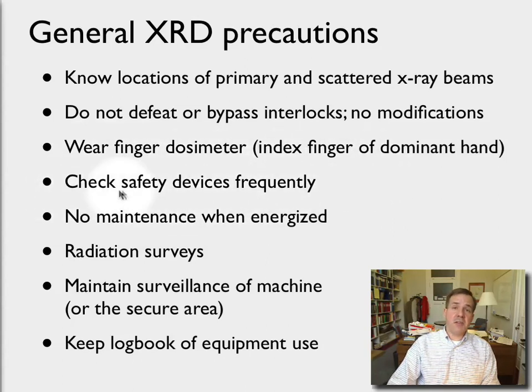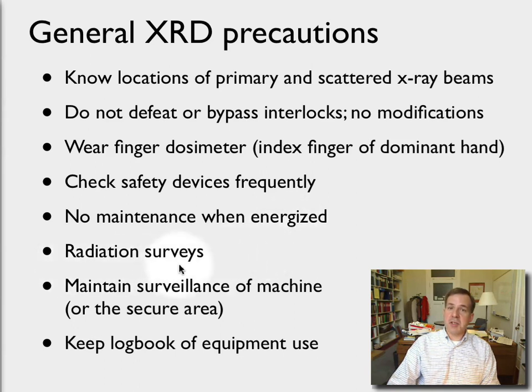We check safety devices frequently. That's both through the regular inspections, but also as you use the equipment, you should observe that the various safety devices, the interlocks and the warning lights and the shutter opening and closing, are working properly. Going back to the risk of electrical hazards, we don't do any maintenance on the equipment when it's energized, particularly underneath where the high voltage power supply is, or connecting or disconnecting leads to the x-ray tube.